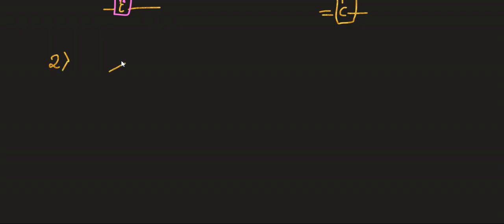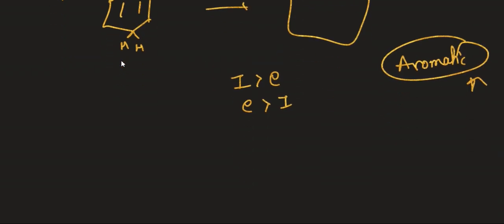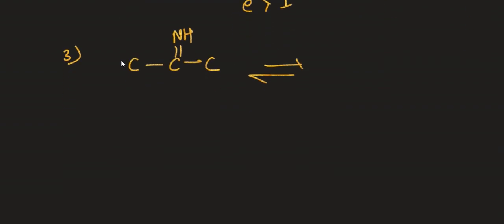Okay, second question. This time you have to find out its structure and answer whether imine is greater than enamine or enamine is greater than imine. Always remember, wherever there is an aromatic compound, that will always be more stable. Okay, next, third example. You have to find. Clear till here? So these are three examples.